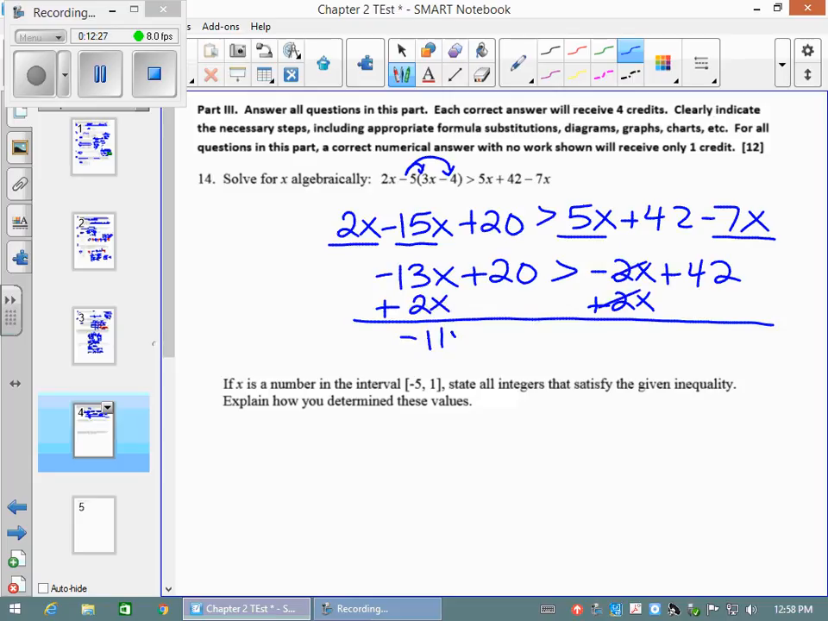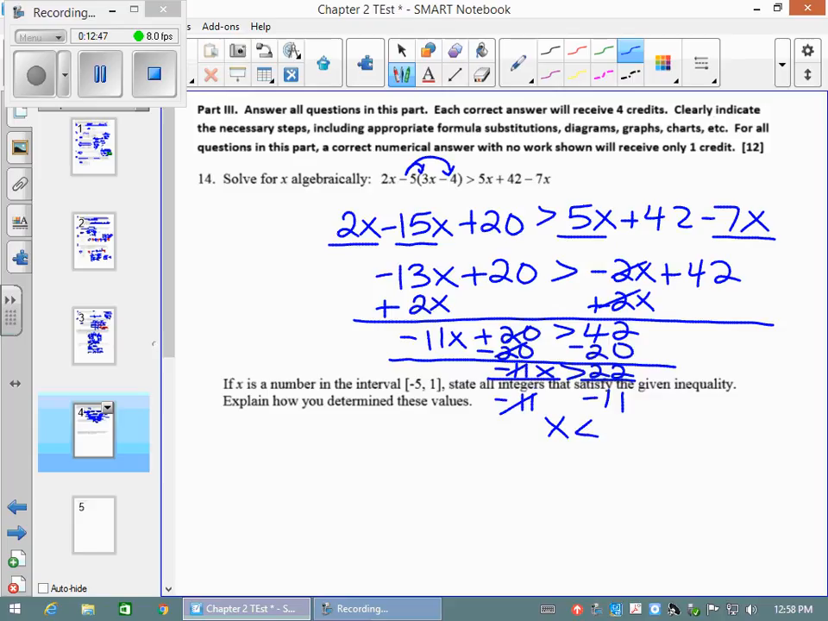We'll subtract the 20. And I get negative 11x is greater than 22. And now I'm dividing by a negative 11. So I'm dividing by a negative, so that's going to become x is less than, and 22 divided by negative 11 is negative 2. So that is my answer for that inequality.